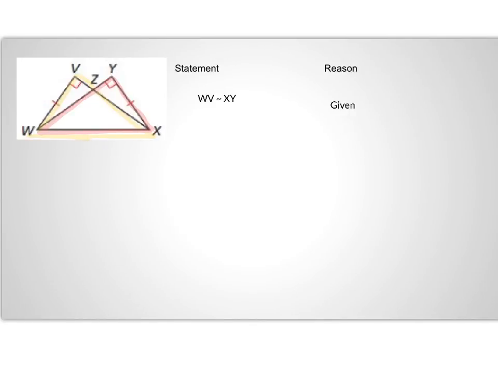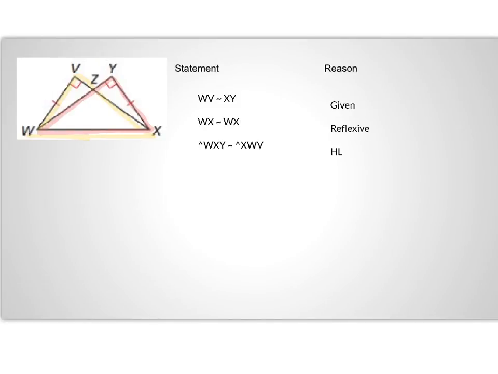So the first part, the way I did it, I went ahead and said that WV and XY are congruent, and that's our given information because they have the tick marks in there. Then secondly, my hypotenuse, WX, is congruent with itself by the reflexive property.